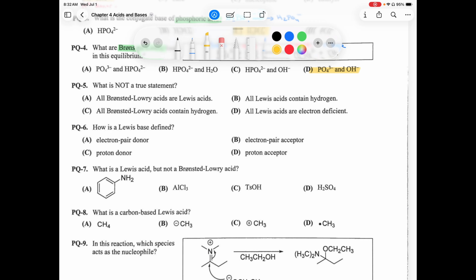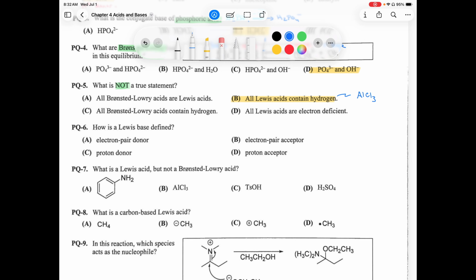So we're looking for which one of these is not a true statement, something that is false here. A: All Bronsted-Lowry acids are Lewis acids. That's true. B: All Lewis acids contain hydrogen. That is definitely not true. If you remember, I told you one of the Lewis acids you should memorize is aluminum trichloride. It's an electron acceptor. It does not have hydrogen in it. C: All Bronsted-Lowry acids contain hydrogen. That's true because they're all proton donors. D: All Lewis acids are electron deficient. Well, a Lewis acid is an electron acceptor, so yes, it would be electron deficient.